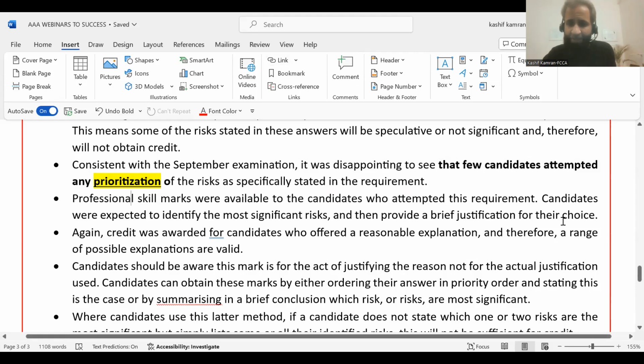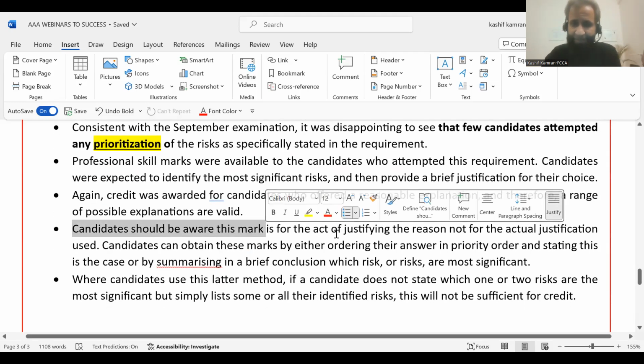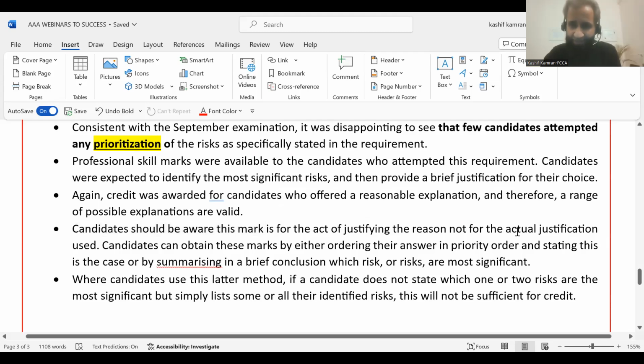And then provide a brief justification for the choice. Again, credit was awarded for candidates who offered a reasonable explanation, and therefore a range of explanations are valid. So there could be a range of explanations you can give in a conclusion paragraph that define your most significant risk. Number 1, candidates should be aware that this mark is for the act of justifying the reason. Candidates can obtain these marks by either ordering their answer in priority order.